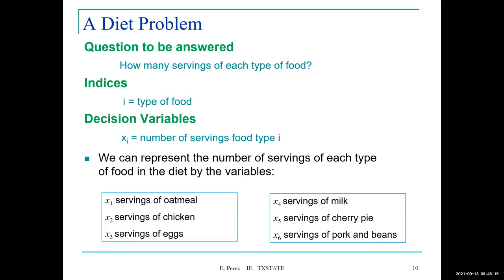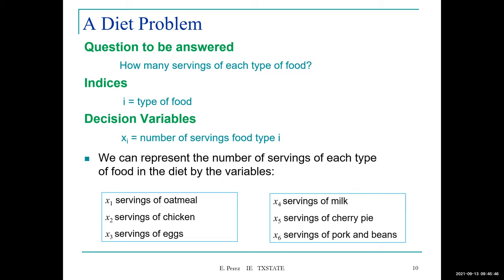So X1 servings of oatmeal, X2 servings of chicken, X3 servings of eggs, X4 servings of milk, X5 cherry pie, X6 pork and beans. So those are my decision variables. So at the end, I want to have a solution that is going to tell me X1 equals this, X2 equals this, X4, and so on, equals these many servings. Okay, so I know what decisions I want to make.